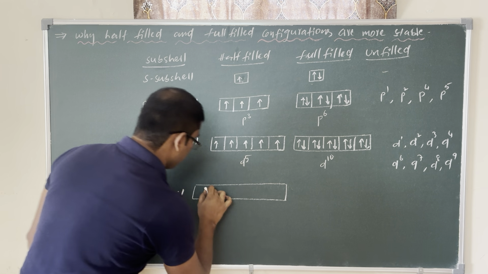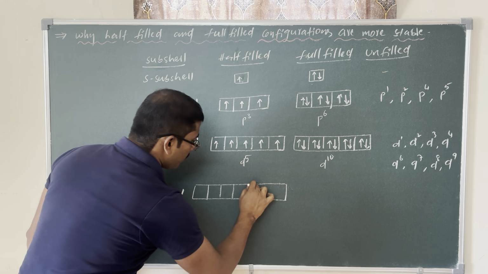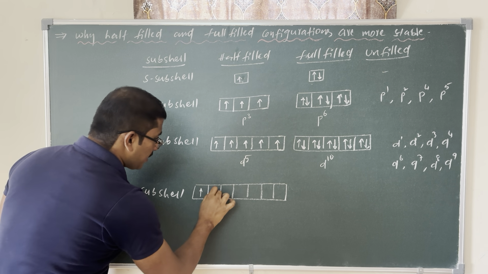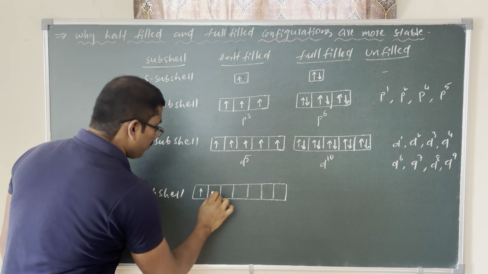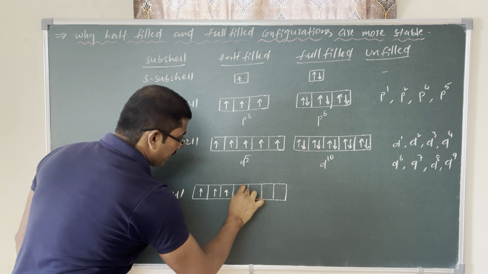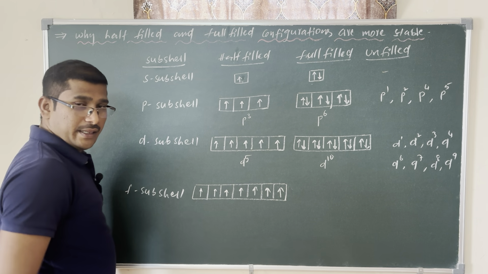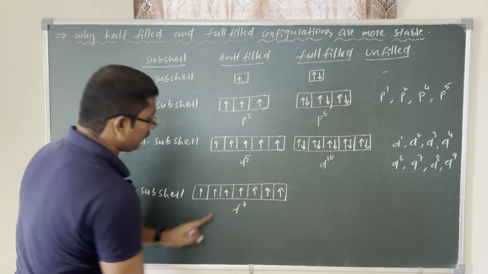Total 7 orbitals are there: 1, 2, 3, 4, 5, 6 and 7. Each orbital has a capacity of 2 electrons, but half filled means only one electron in each. So I am taking one electron in each of the 7 orbitals. That is the F7 configuration.